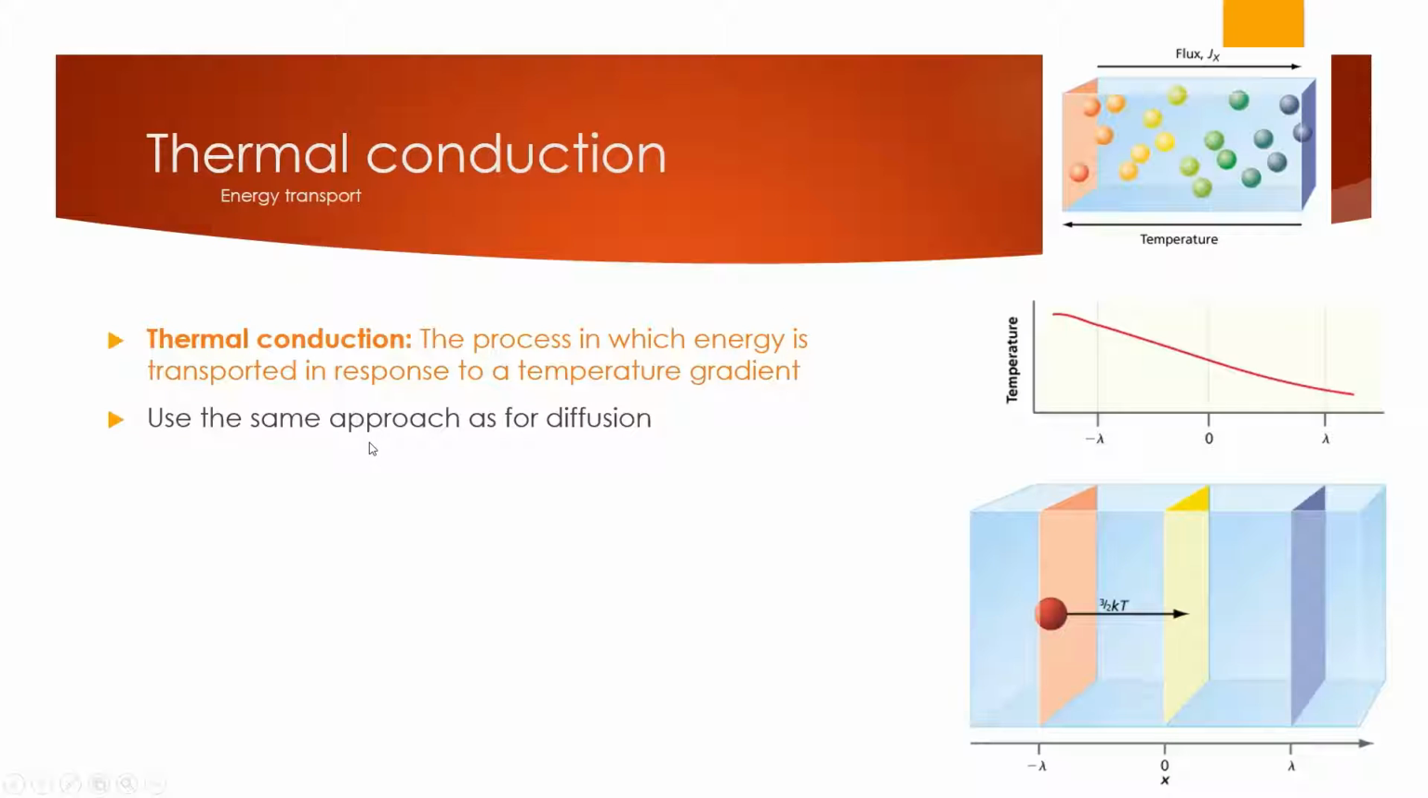Molecules store energy in their degrees of freedom, which results in an increase in temperature. Just like for diffusion, we can model a temperature gradient in a gas. Note we're using a similar plot here. We're using a similar description using the mean free path and so on. As hot particles move from the hot side of the container to the cold side of the container, the temperature of the cold side will increase and the temperature of the hot side will decrease.